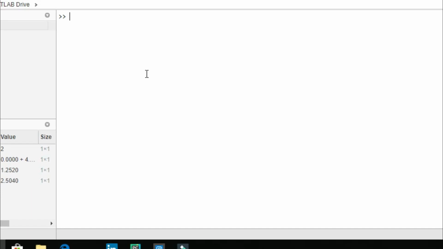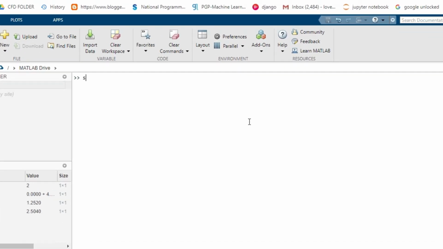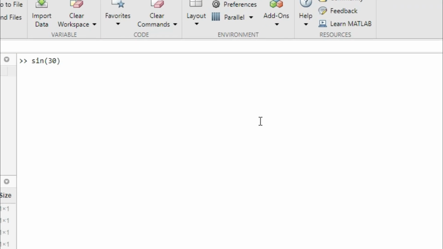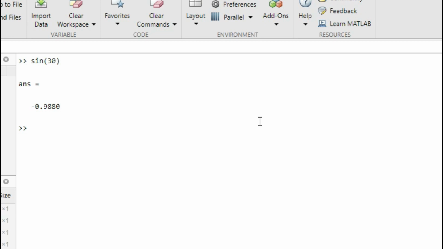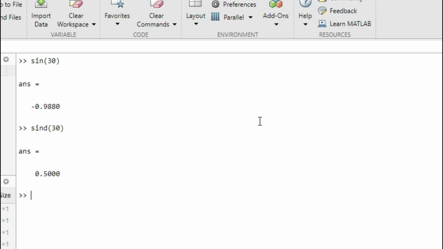So let's try some trigonometric functions. So let's try sin 30. So this gives the value of sin 30. So what if I want to check the value of sin 30 degrees? The function used is sind open parenthesis 30 close parenthesis. So this gives the value of sin 30 degrees.